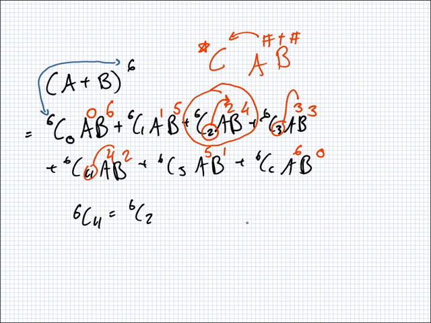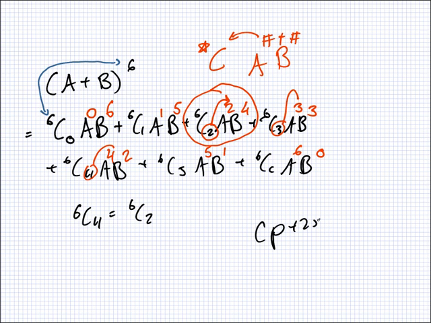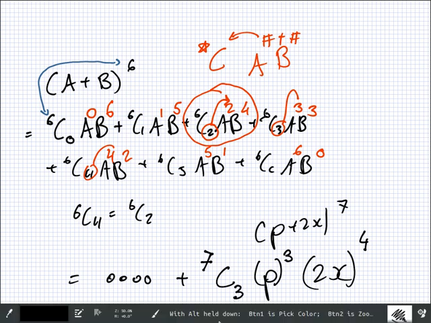So if I have something like (p plus 2x) to the power 7, that's going to equal blah blah blah plus C, p, 2x. This must be 7. Now we want x to the power 4, so this one must be 4. If this is 4, then this must be 3. And this can be 3 or 4. It doesn't matter.